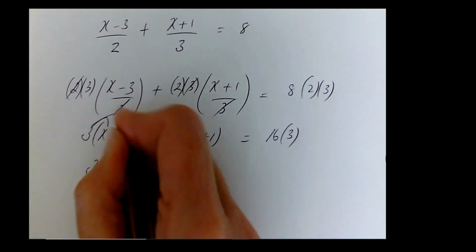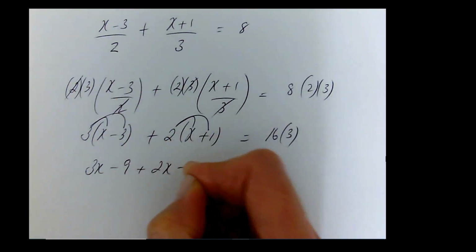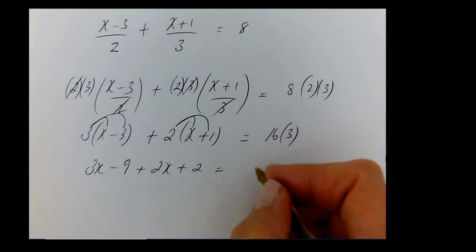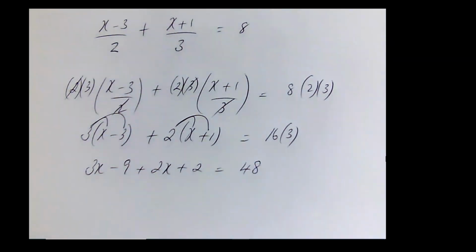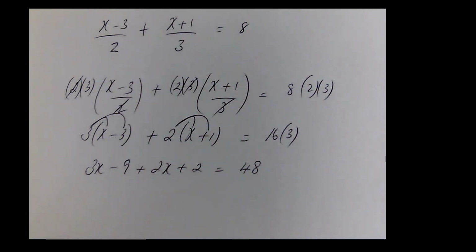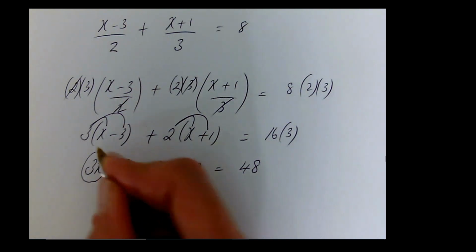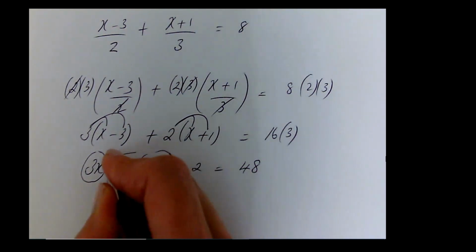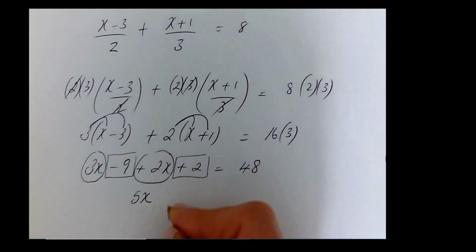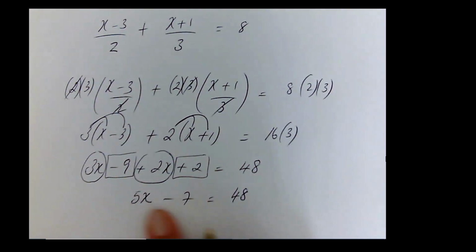Multiplying out the brackets, 3 times x is 3x, 3 times minus 3 is minus 9, 2 times x is 2x, and 2 times 1 is 2. Equals 16 times 3, which is 48. Let's tidy up the left-hand side now, and we can add together our x terms. So 3x's, add 2x's is of course 5x, minus 9 plus 2 is minus 7, equals 48.